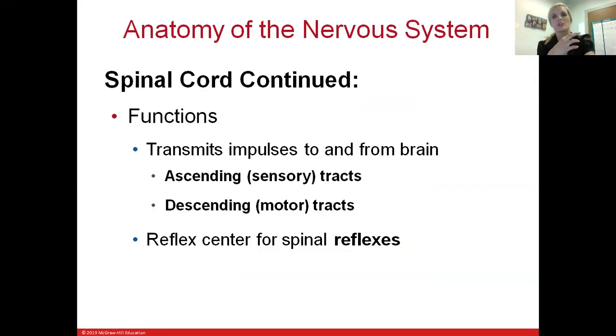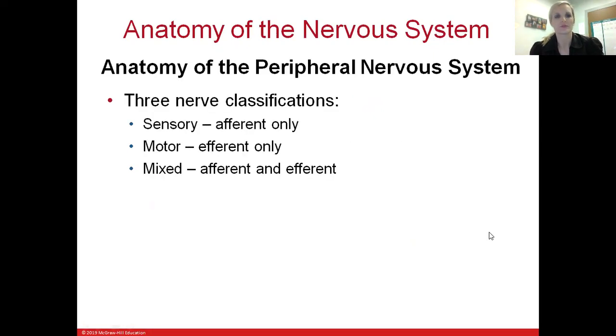My spinal cord will then interpret that and tell my hand to move. And so that's then through the descending motor tract. So motor meaning there's some type of response that needs to be elicited here. So that efferent nerve will send that message through the descending tracts and then to my muscle where my reflex will take place. So the spinal cord is the reflex center for those spinal reflexes.